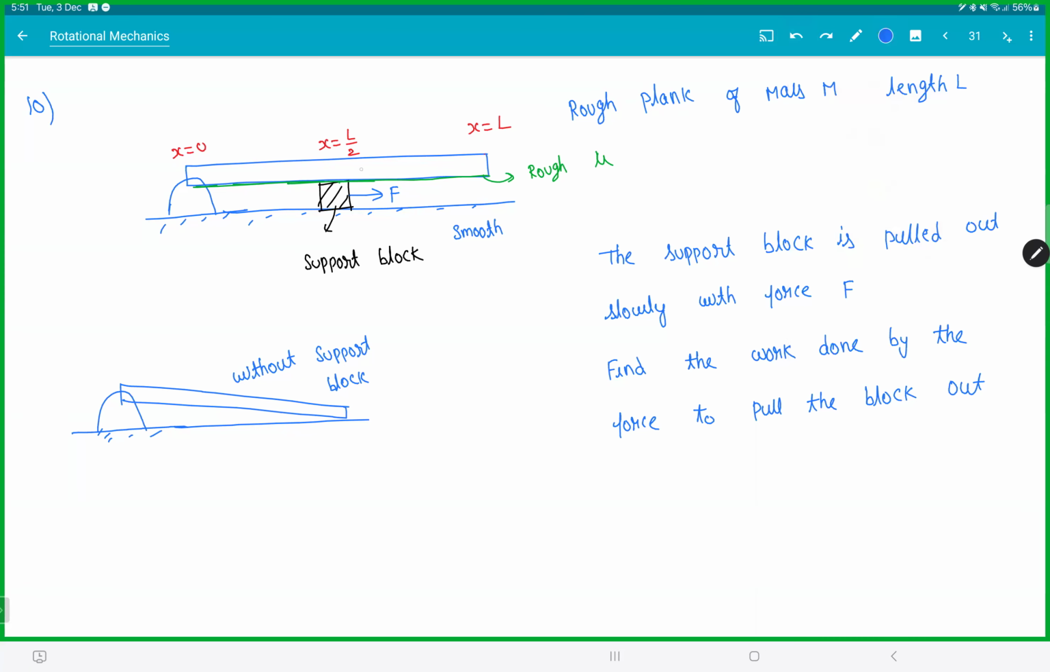The mass of the plank is m, the mass of the block is not given, you don't require it. The length of the plank is L. The friction between the plank and the block is mu, and the ground is smooth. The value of F we don't know, it is pulled out slowly, so that is some F.